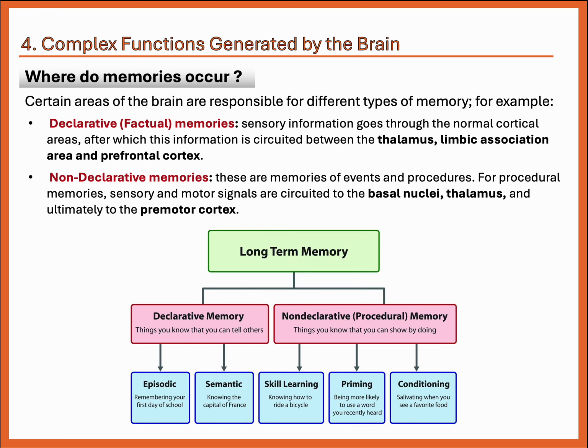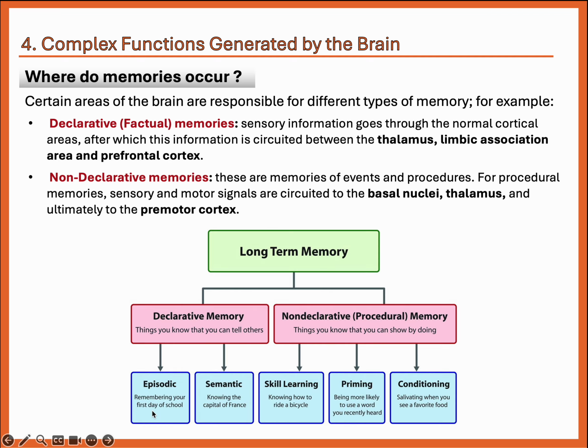Where do memories occur? Certain areas of the brain are responsible for different types of memories. So we have two big groups of memories. We have declarative memories, which are factual memories. For example, sensory information goes through the normal cortical areas, after which this information is circuited between the thalamus, the limbic association areas, and the prefrontal cortex. These are factual memories, okay?